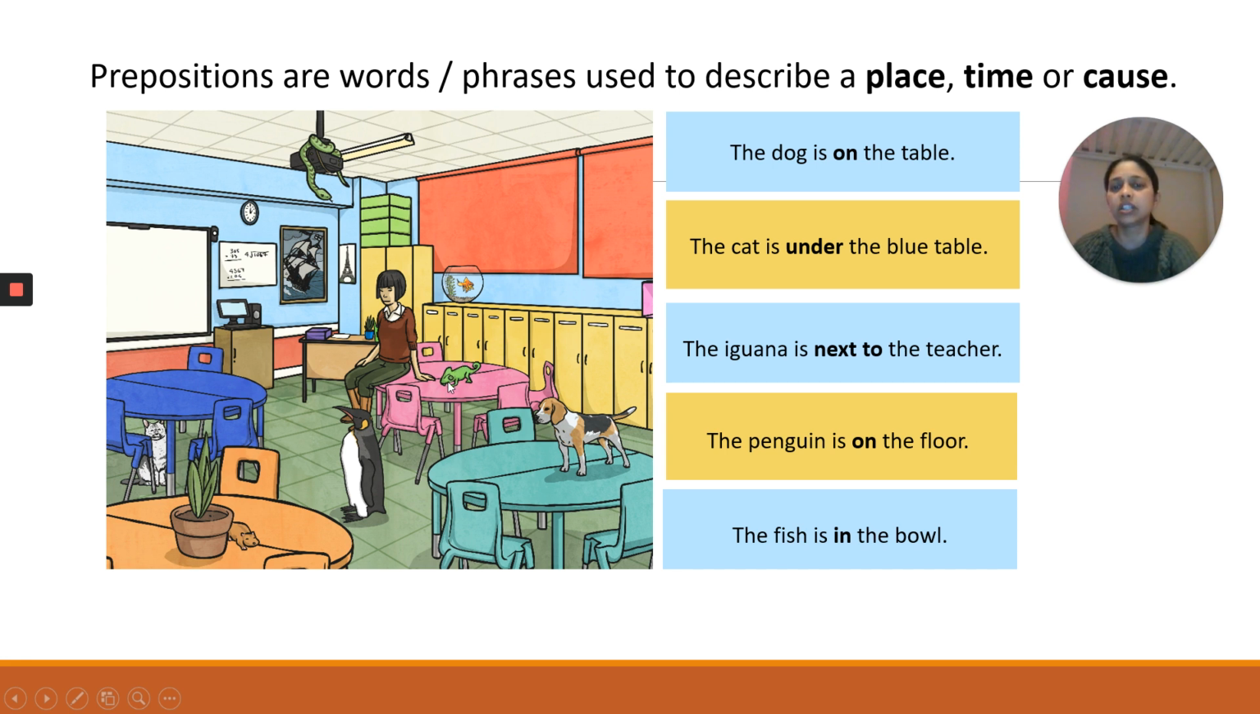Next to the teacher. Have a look at the next one. The penguin is on the floor. If you ask the question, where is the penguin? He is on the floor. And your last one, the fish is in the bowl. Where is the fish? The fish is in the bowl. Okay, so these are some examples of prepositions of place, which is on, under, next to, on, and in.